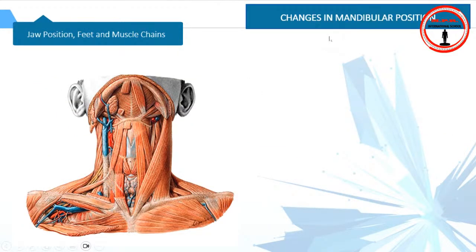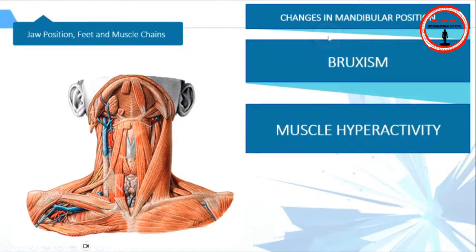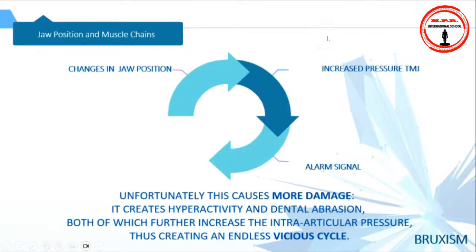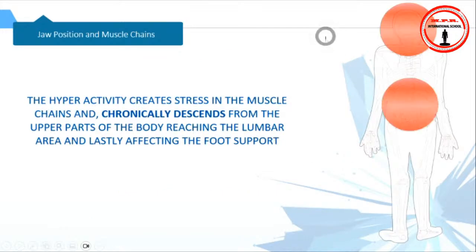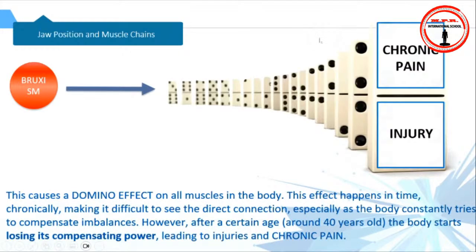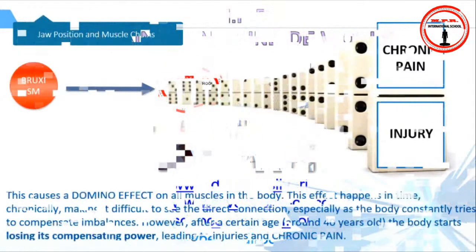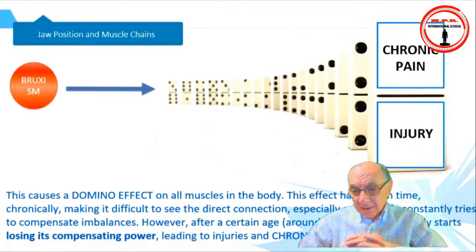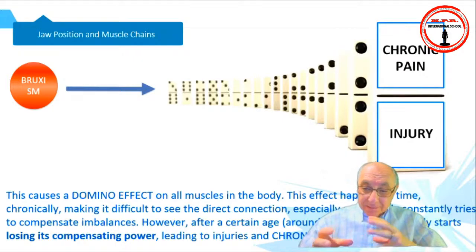Muscle change is affecting how jaw position changes, bruxism, hyperactivity, chronic postural alteration. Every time we have a problem, we affect the TMJs, changing, increasing depression, alarm, bruxism from the top to the bottom. Chronic bruxism is creating an injury. And it is important to understand these things. That's why I try to explain our connection between the whole body. We cannot treat one part of the body.